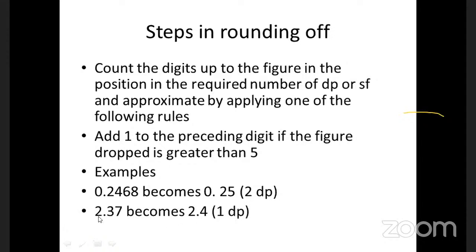Now, just look at this. We have 2.37. 2.37 will become 2.4 to 1 decimal place. We are to round off here to 1 decimal place. So we begin counting from the decimal point. When you count from the decimal point to the right, the one decimal figure lands exactly on 3, which means 3 is the preceding digit. And then what is the figure to be dropped? What is the figure to be dropped right there?